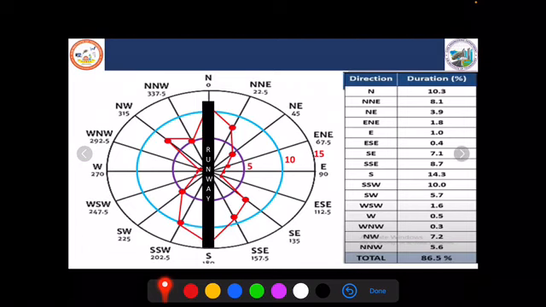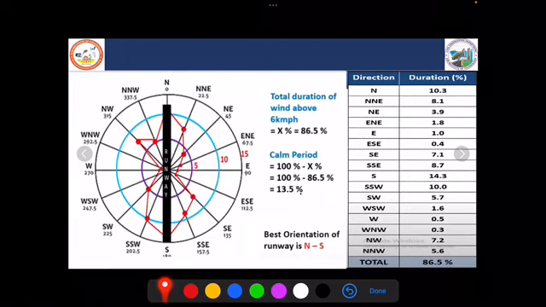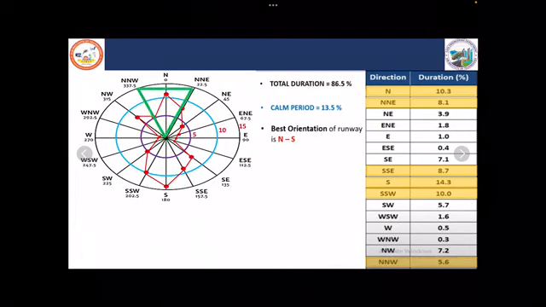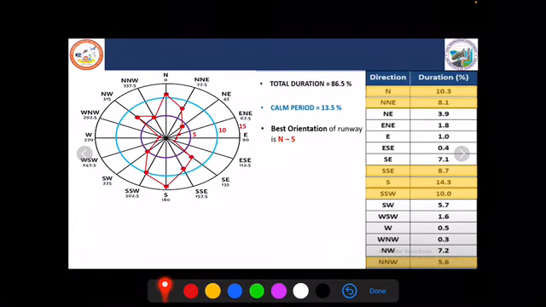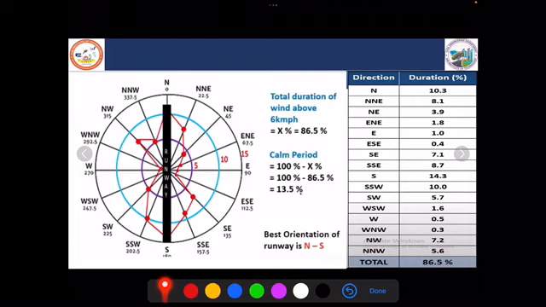Now to check the wind coverage, first find out what the calm period is. To calculate the calm period, we know the total duration is 86.5%, and the calm period can be calculated as 100 minus the total percentage. So 13.5% is the calm period. What is the calm period? It is where the intensity of wind is less than 6 kmph, which will not interfere with the landing and takeoff operation.